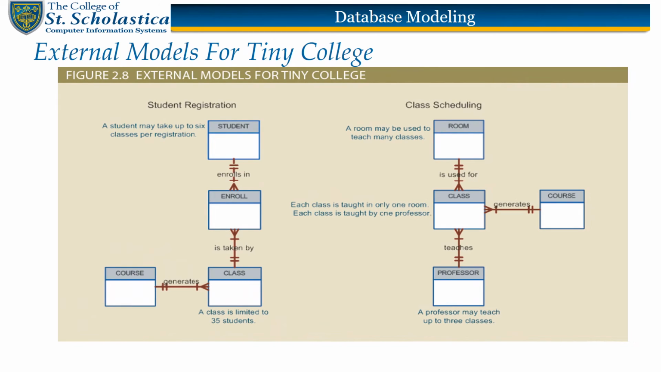To illustrate the external model's view, examine the data environment of Tiny College. This figure presents the external schemas for 2 Tiny College business units: student registration and class scheduling. Each external schema includes the appropriate entities, relationships, processes, and constraints imposed by the business unit. Also, note that although the application views are isolated from each other, each view shares a common entity with the other view.